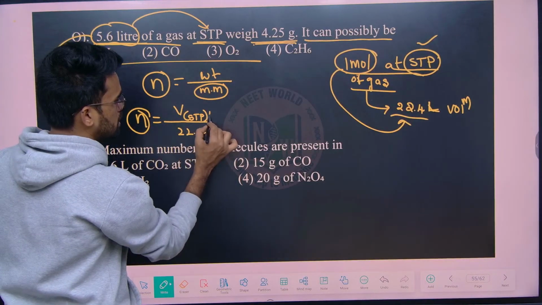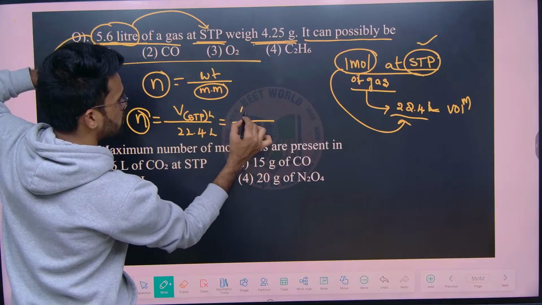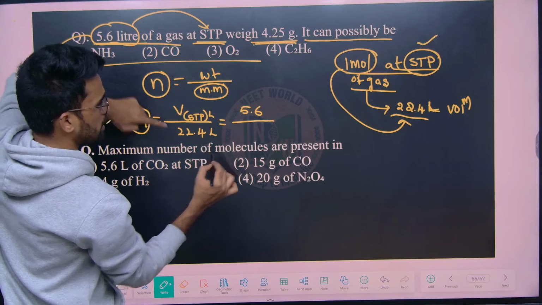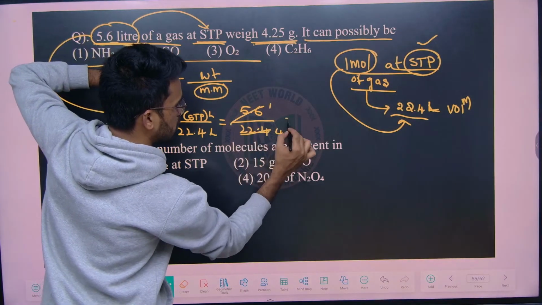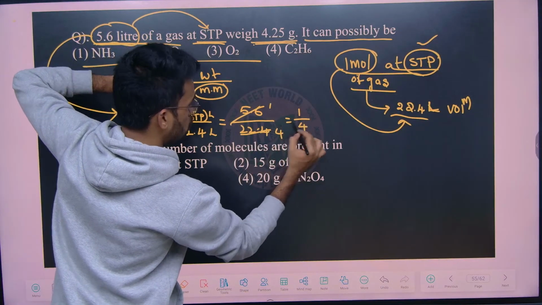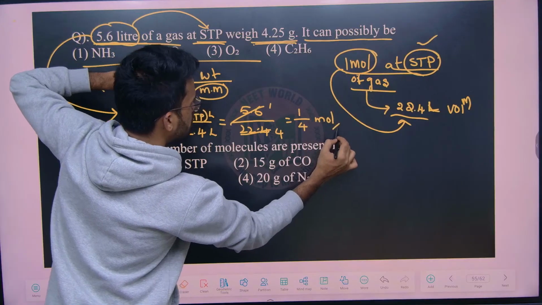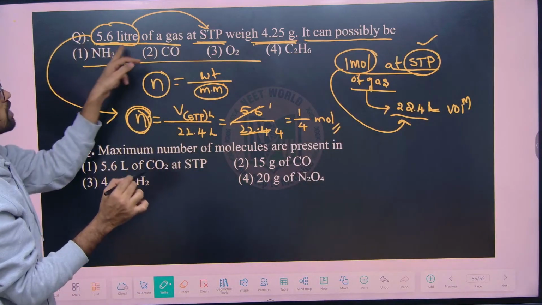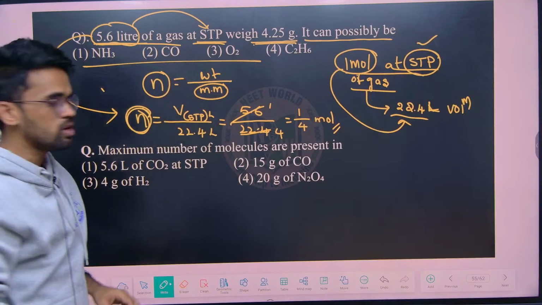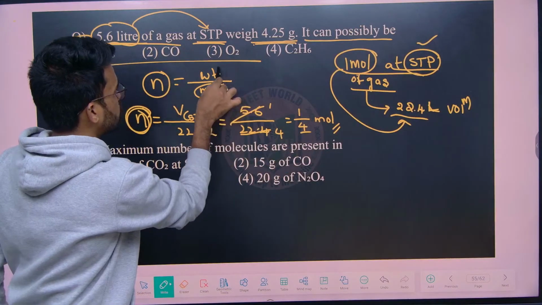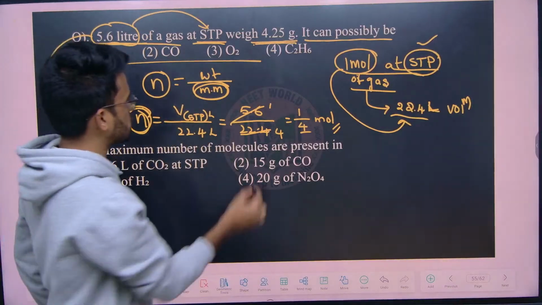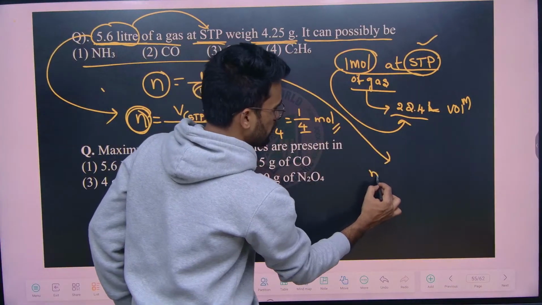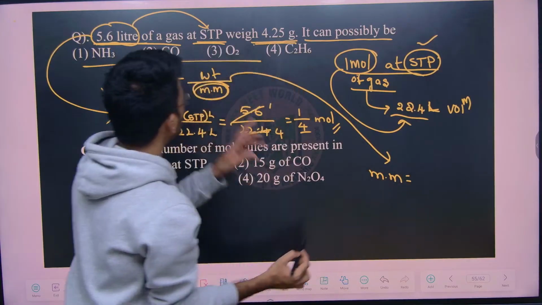This should be in liters. Okay, so the given volume is how much? 5.6, and 22.4 in the denominator. So this will be 1 by 4. So how many moles is it? 1 by 4 mole. So the number of moles of this gas will be 1 by 4. After getting the number of moles, find the molar mass. If we find the molar mass, then our answer should be done here, because by finding the molar mass we can know which gas it is.